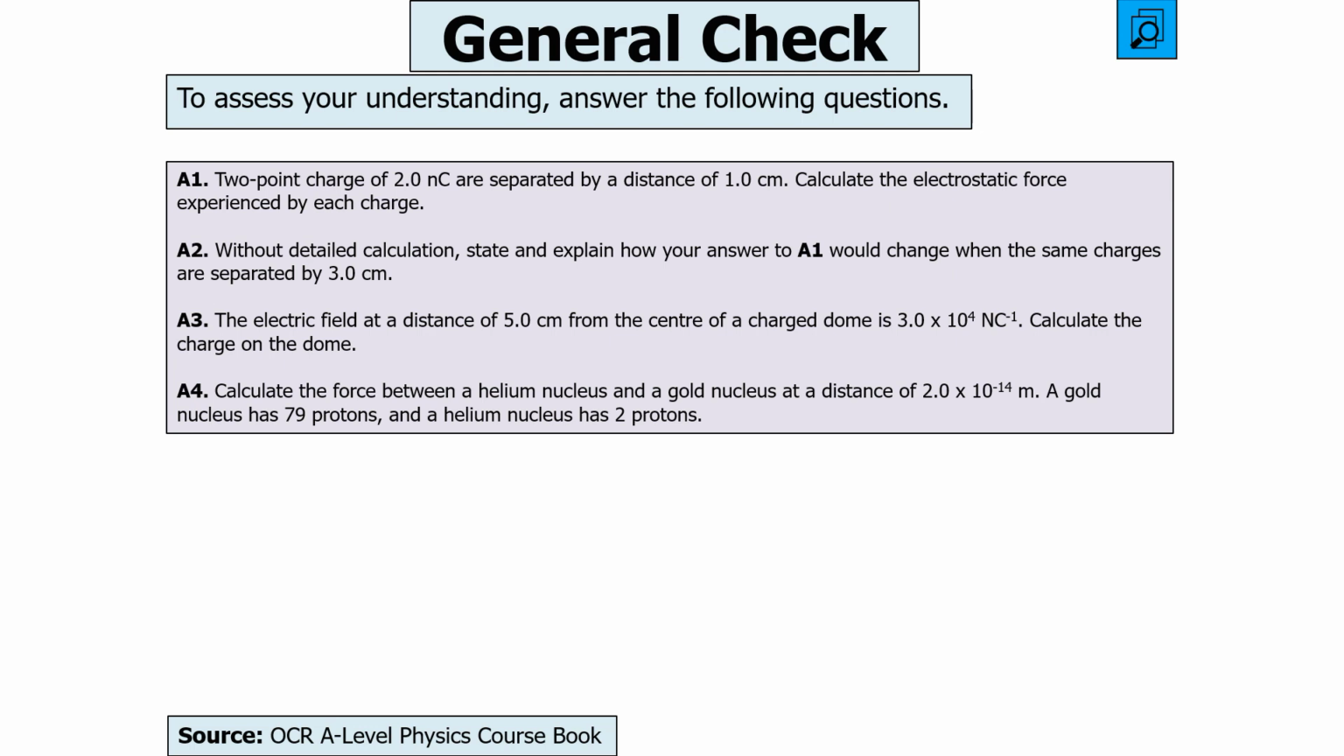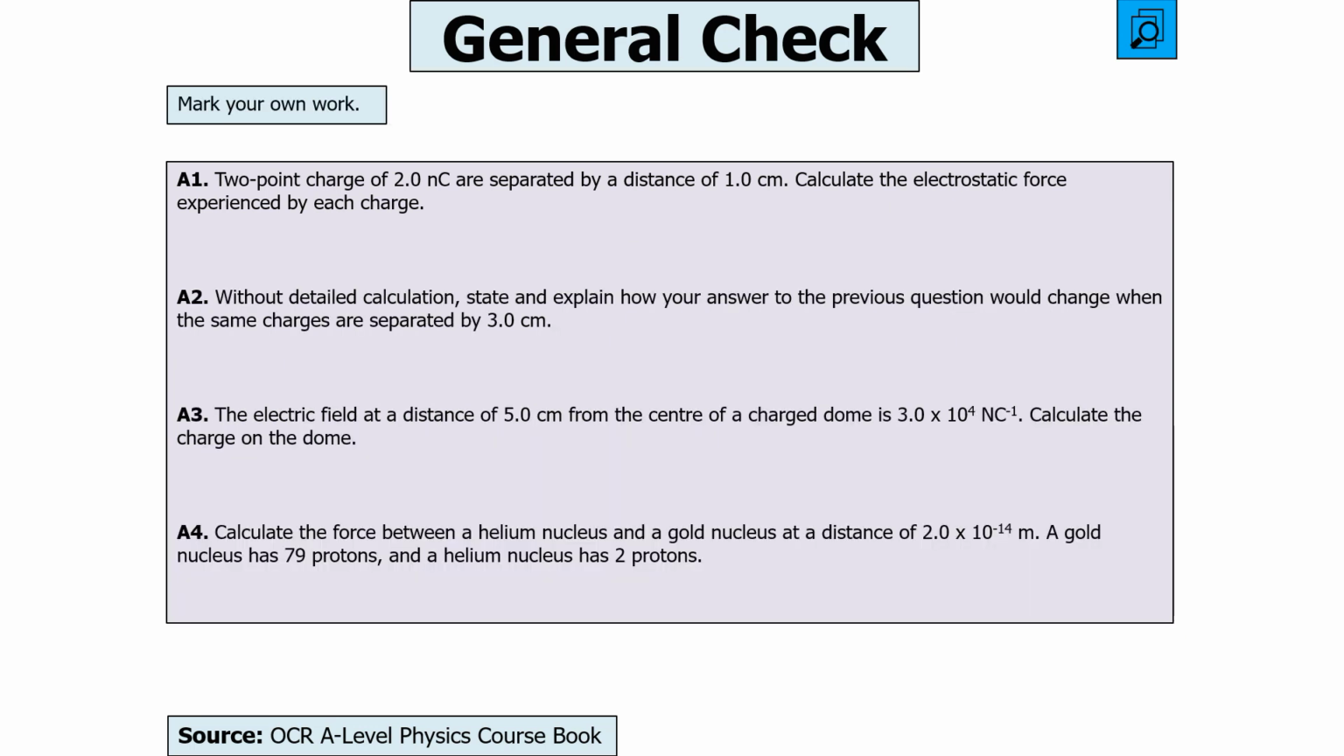Now, the electric field at a distance of 5 centimetres from the centre of a charged dome is 3 times 10 to the 4 newtons per coulomb. Calculate the charge on the dome, and then calculate the force between a helium nucleus and a gold nucleus at a distance of 2 times 10 to the minus 14 metres. A gold nucleus has 79 protons and a helium nucleus has 2 protons. So pause the video now, then unpause the video when you want to go through your answer.